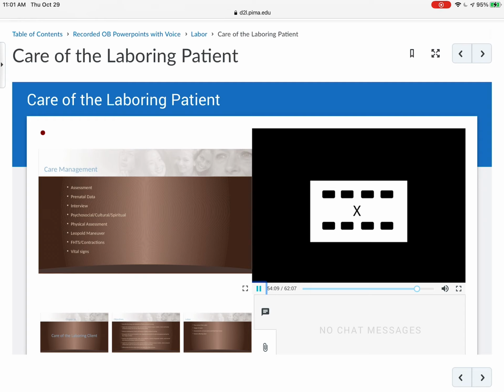We interview the patient. We want to find out if there's any psychosocial, cultural or spiritual aspects that we need to be aware of. What is her plan for delivery? Does she plan to use an epidural, whatever? And we need to collect all that data. We do a physical assessment.